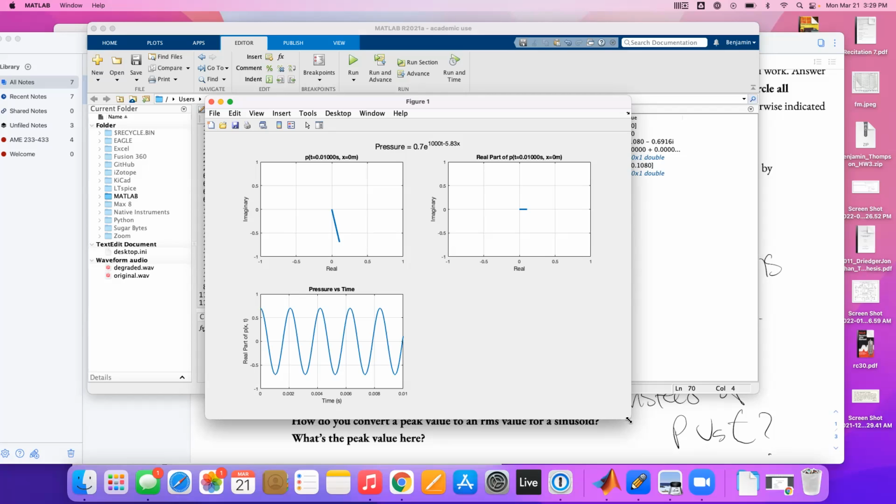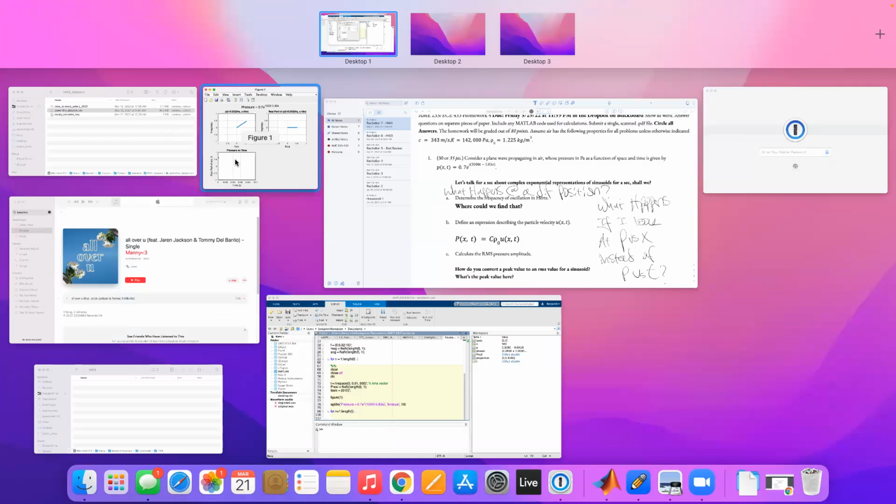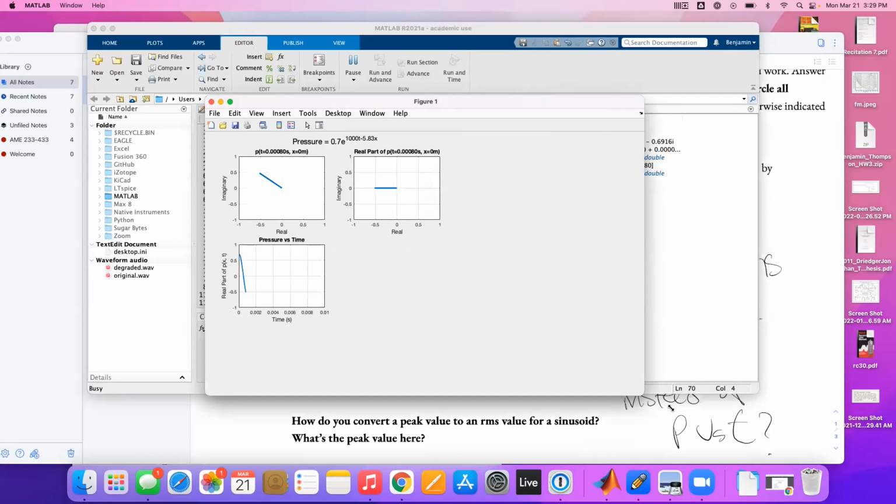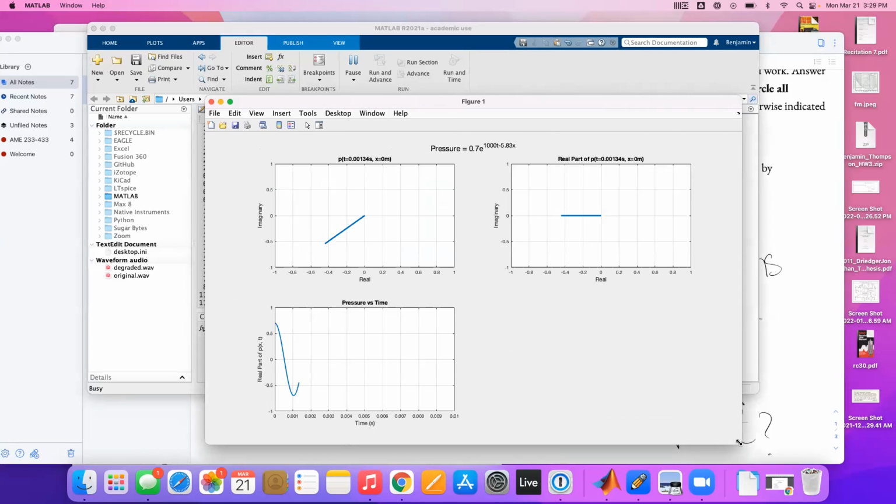So let me run that again, and we'll see how she looks. So that's the projection over here on the real axis. And this is just this flipped around over time. And that's how you can get from these complex exponentials to something that's sinusoidal and really physically happening.